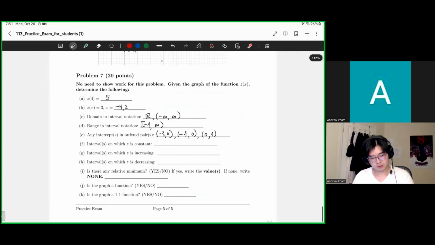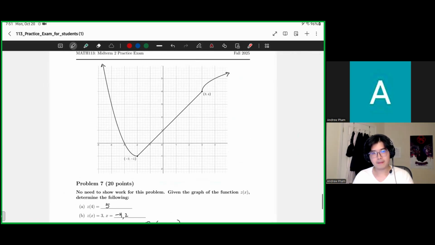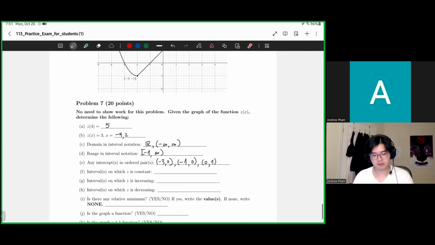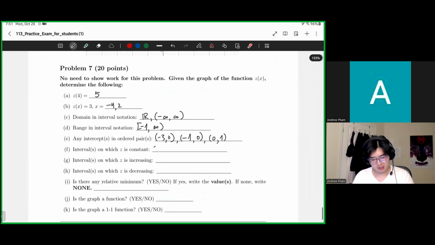F, intervals where z is constant, should convince yourself that z is constant nowhere. So you can write the empty set, two brackets, or not applicable.